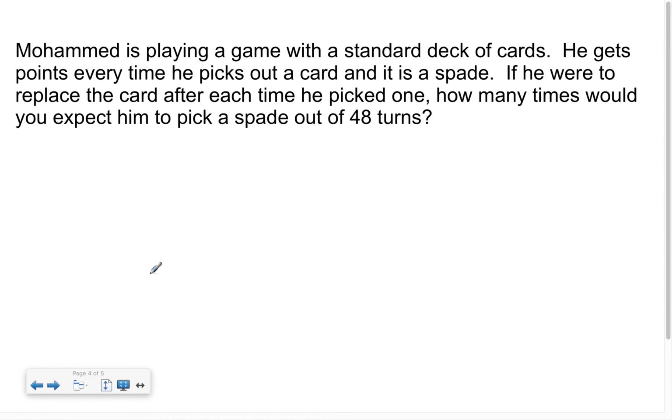So Muhammad's playing a game with a standard deck of cards. He gets points every time he picks out a card, and it is a spade. If you were to replace the card after each time he picked one, making it independent, how many times would you expect him to pick a spade out of 48 turns? The probability of a spade in a deck of cards is 1/4. Right? There's 13 of each. 13 over 52 is 1/4.